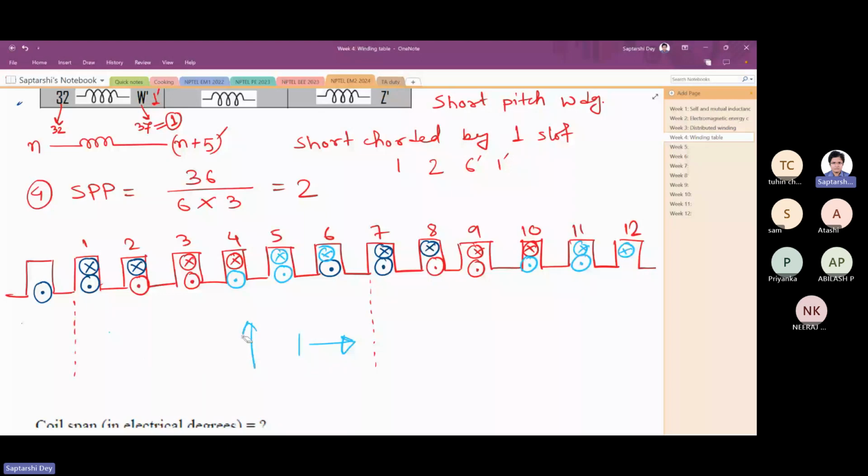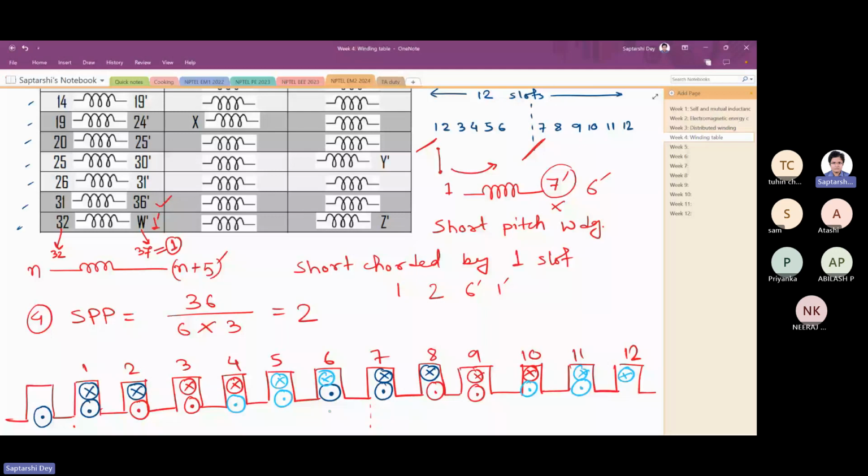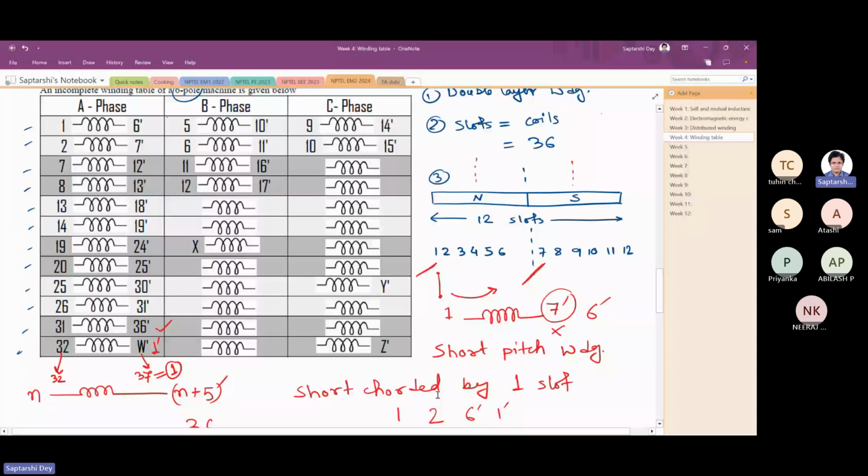Now let us see if it is matching. See, this part of the A winding, we did not draw looking at the winding table. We simply drew it by looking at the pattern. Let us see if it matches. We should be able to see 7, 7 prime and 8 here. See, 7 is present, 8 is present, 7 prime should be somewhere. 7 prime is here. Right? So this is how windings are made.